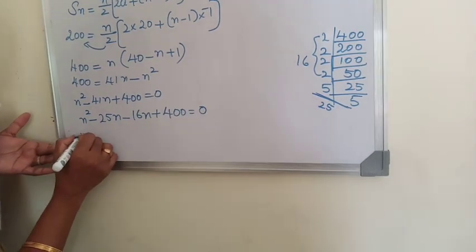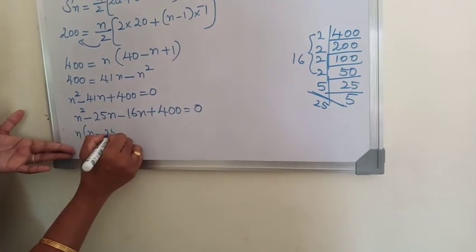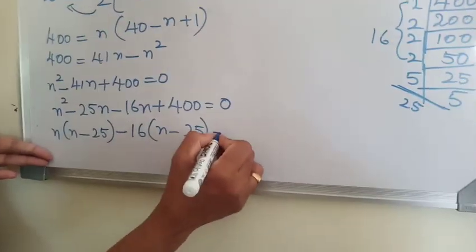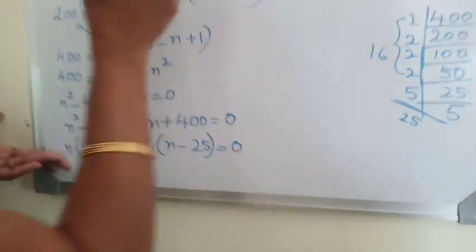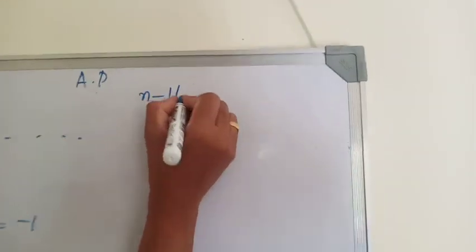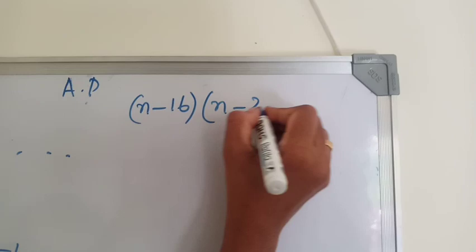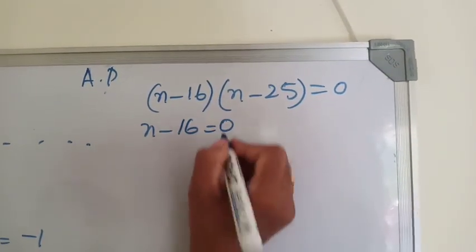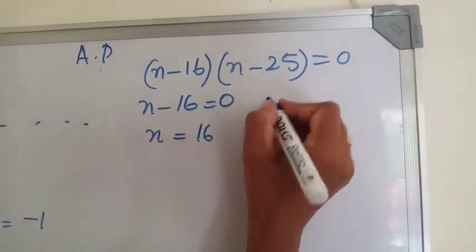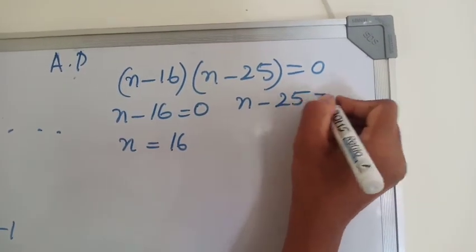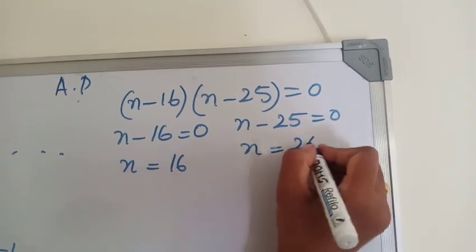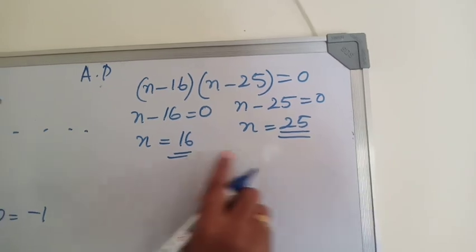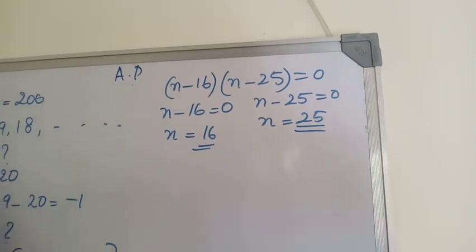N is common. N into n minus 25, minus 16 into n minus 25 is equal to 0. N minus 16 into n minus 25 is equal to 0. Each factor equate to 0. N minus 16 equals 0, n equals 16. N minus 25 equals 0, n equals 25. So here we got two values for n, 16 and 25. Both are positive.